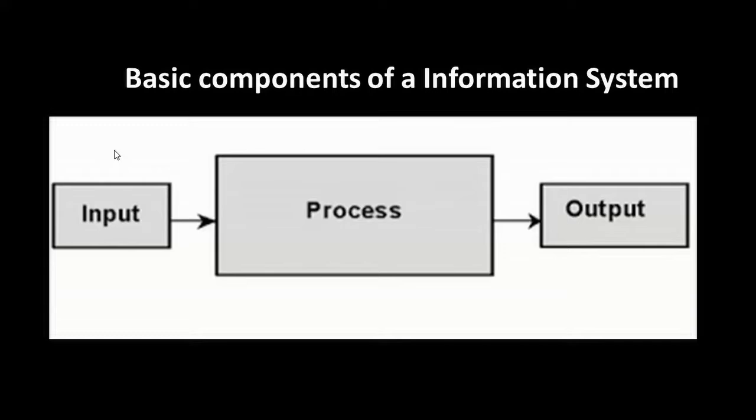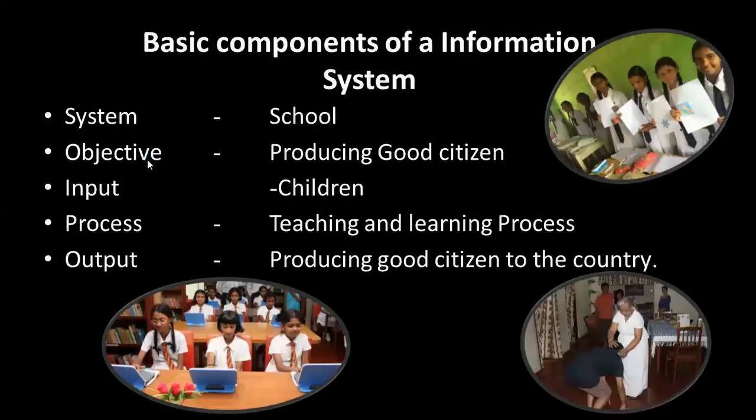The basic components of an information system are the input, then the process, then the output. There should be an input, where the data is input, then those data should be processed in order to create the output as information. So the basic components of the information system are input, process and output. If you have understood that, then let's move on.